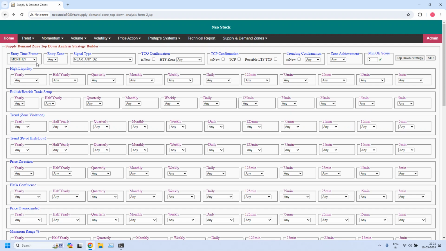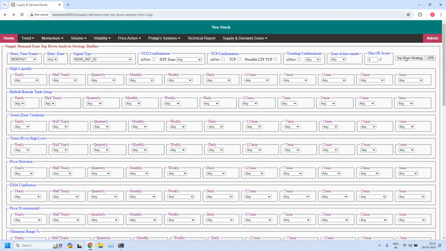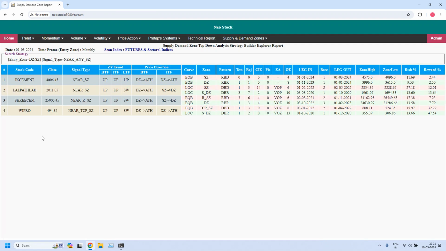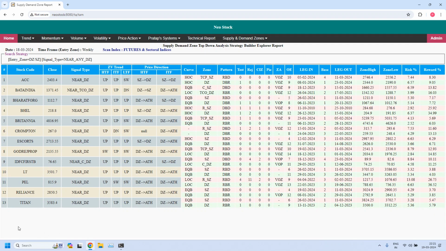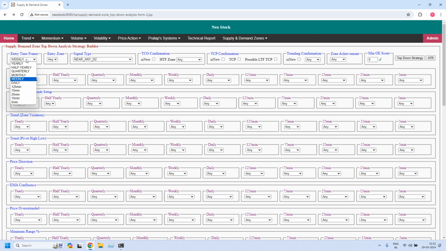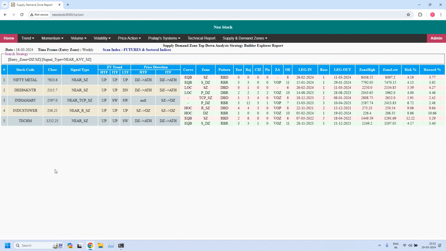So let me go back. For monthly time frame, let us find the stocks near monthly supply zone. These 4 stocks are filtered. So I'm going back, changing the time frame to weekly. Let us find the stocks near weekly demand zone. These 13 stocks are near weekly demand zone. So going back, for weekly time frame, let us find the stocks near weekly supply zone. These 5 stocks are near weekly supply zone.